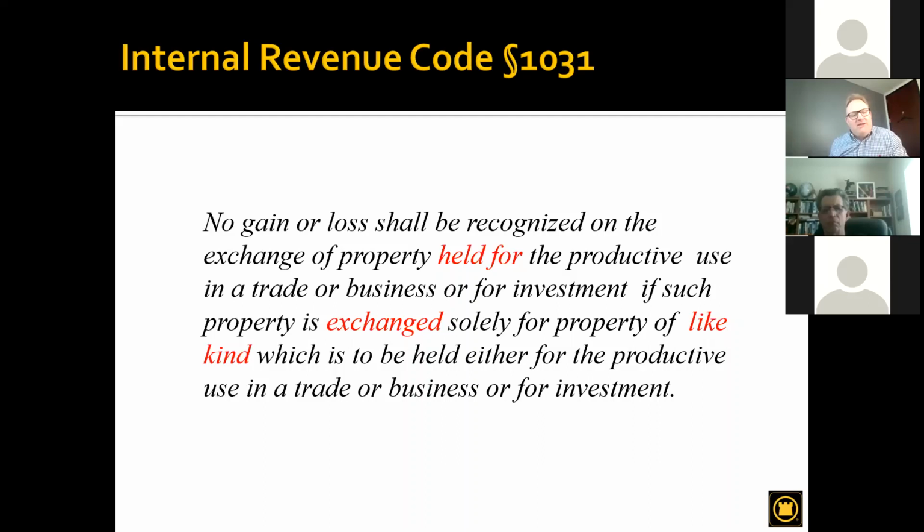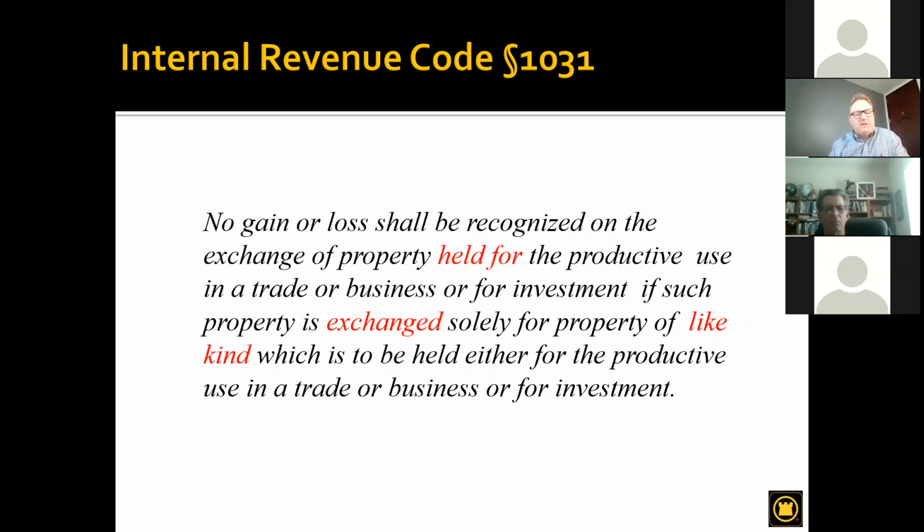So in that little sentence, we have those three red phrases: held for, exchange, and like kind. Those are all highlighted, and those are our statutory requirements. The first one is that the only properties that qualify for this particular section of the tax code are properties held for productive use in a trade or business or for investment. So personal use properties, primary residences, second homes, they do not qualify for this section of the tax code. They fall under different sections.